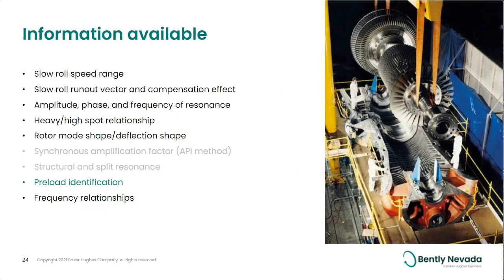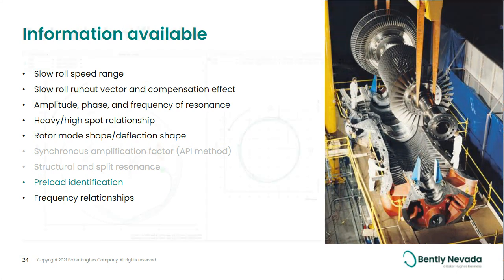So we've covered a lot of information in those few plots: the total speed range, the run-out vector, how to compensate for it, both physically and mentally, the amplitude, phase, and frequency of the resonance, the heavy spot, high spot relationship, and the rotor mode shape and deflection shapes. We could have also gotten the synchronous amplification factor and looked at structural and split resonances. We don't have time for that in this webinar, but if you go to the MD course, we'll cover that as well. So let's move on and look at the shaft centerline plot and see what we can find out about preload identification.